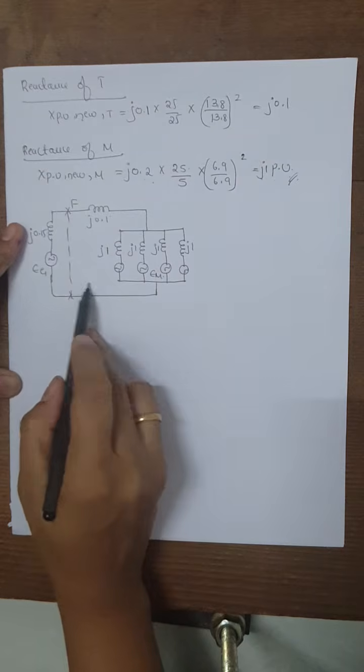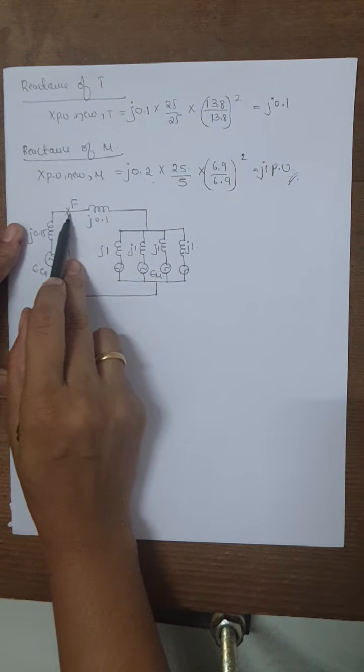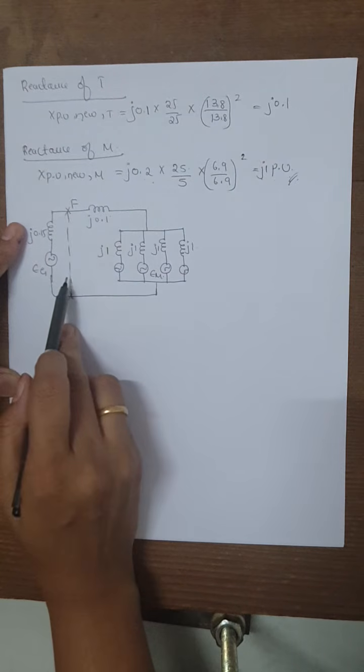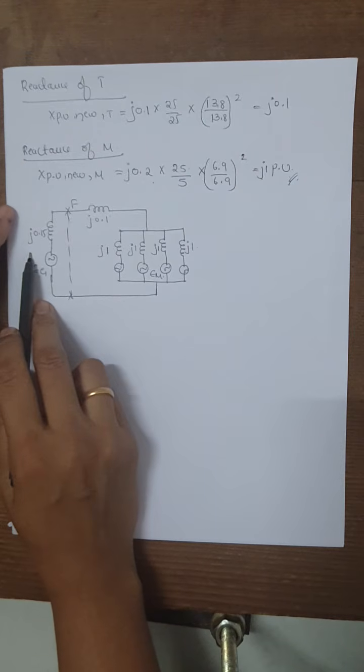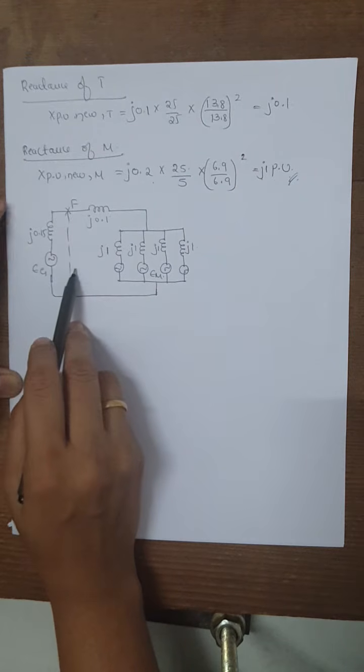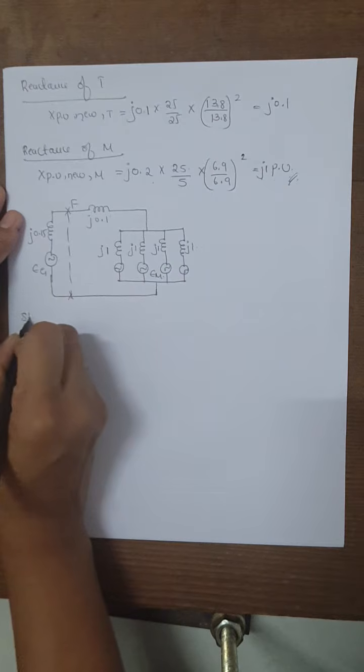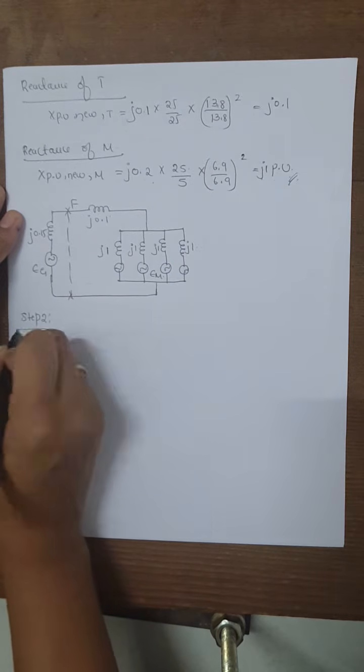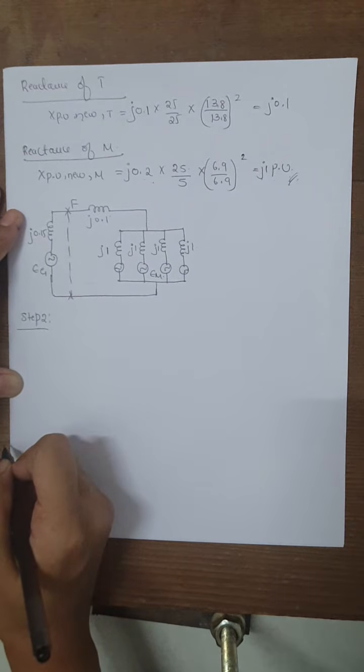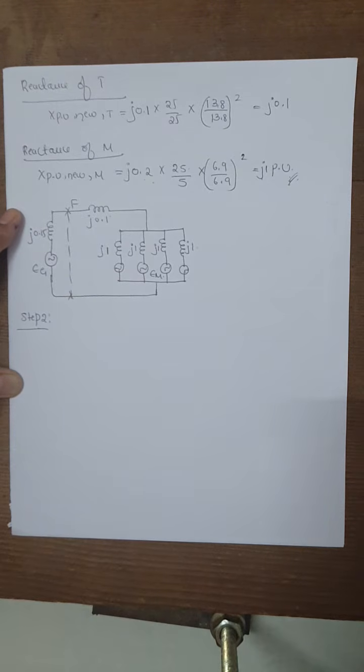So here is the reactance diagram, and don't forget to mention the point where the three-phase fault has occurred. It is near to the generator side. So this completes step 1. Next we are going to proceed with step 2, that is identifying whether the given system is loaded or unloaded, and after that we need to calculate the pre-fault voltage.